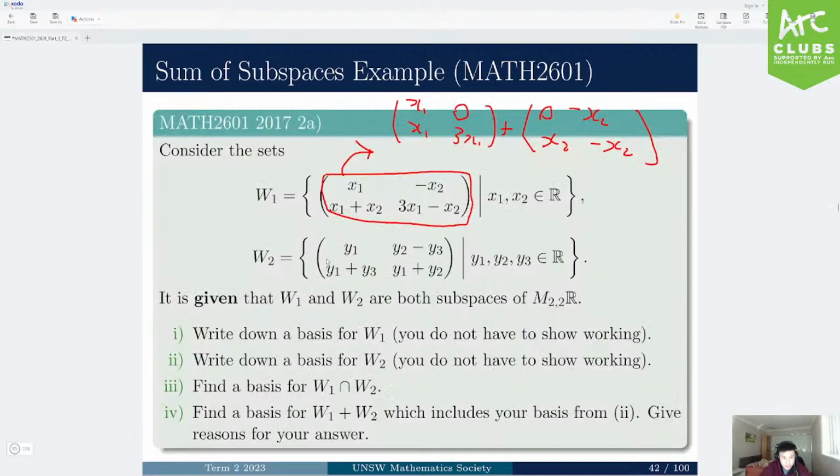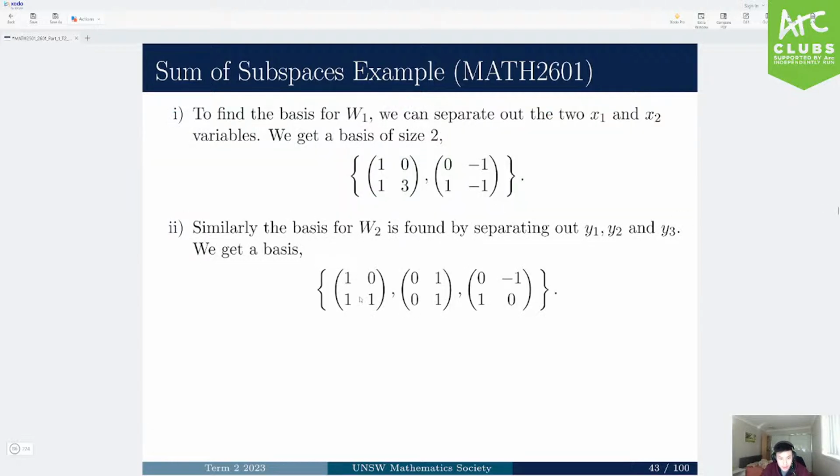So for part 2, we do the same thing. We separate this matrix here to involve y1 in the first matrix, y2 in the second matrix, and y3 in the third matrix. And hence a basis would be this here.